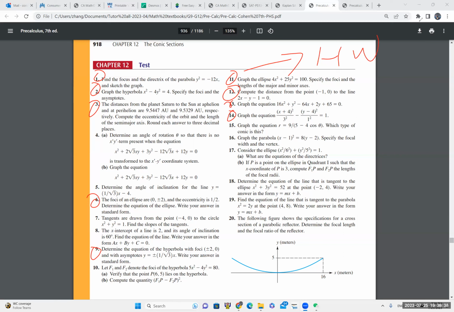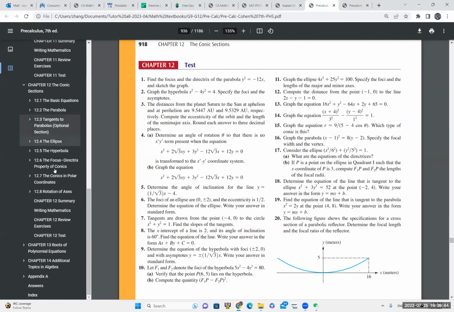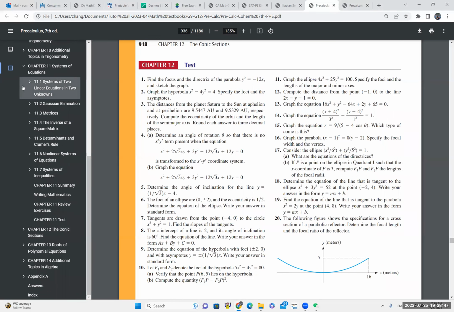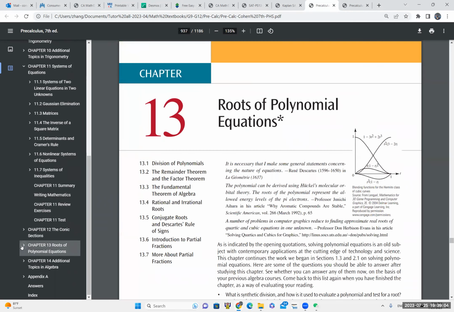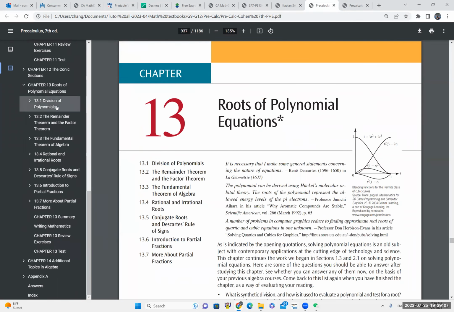Okay, now let's go to the next chapter. Roots of polynomial equations, additional topics. Let's say division of polynomials, the remainder theorem and the factor theorem. Fundamental theorem of algebra. Rational and irrational conjugate rule. Partial fractions, more about partial fractions.